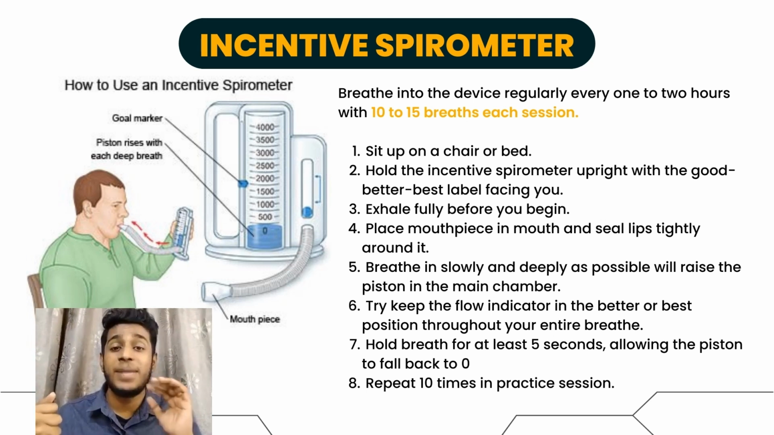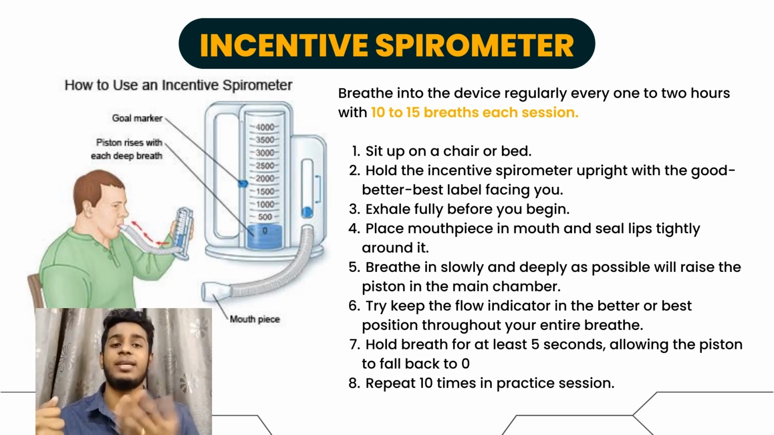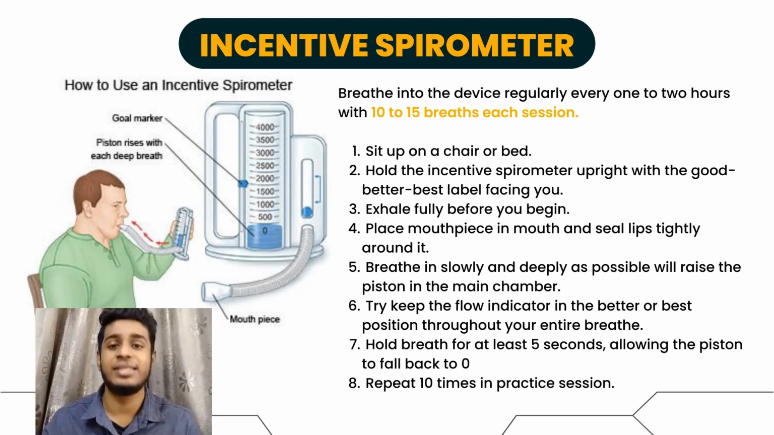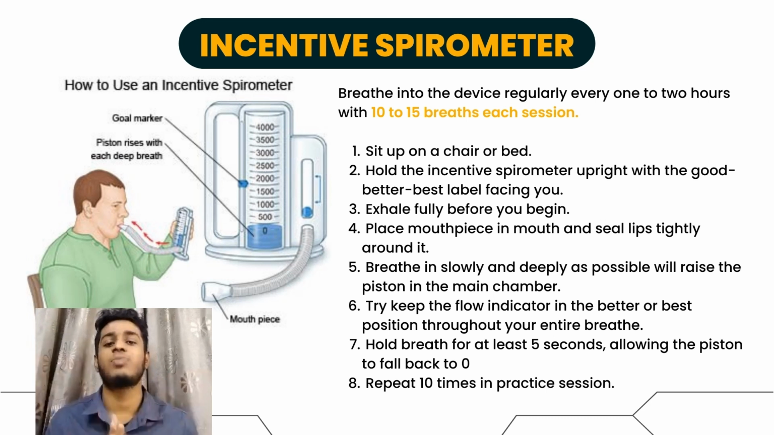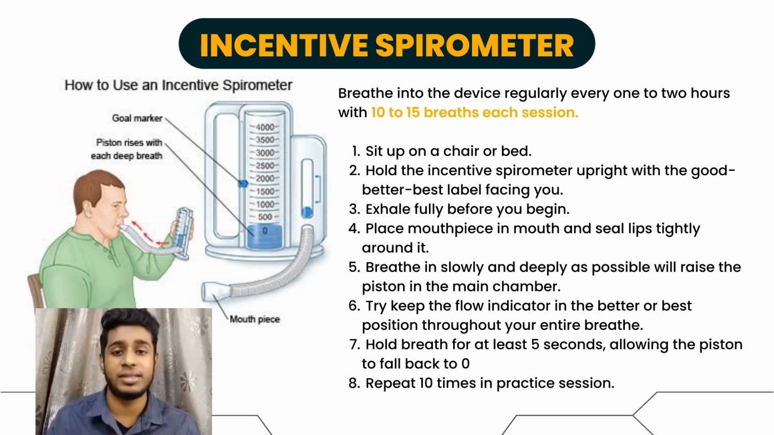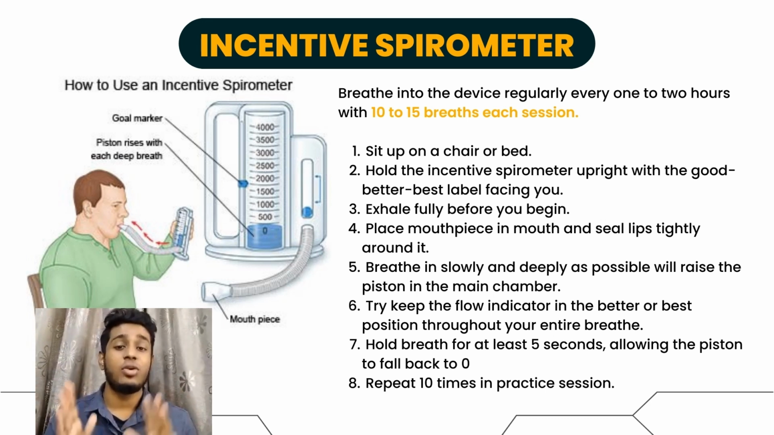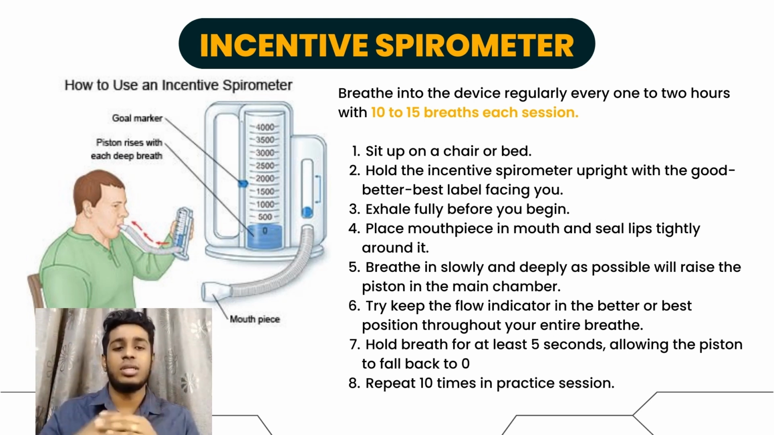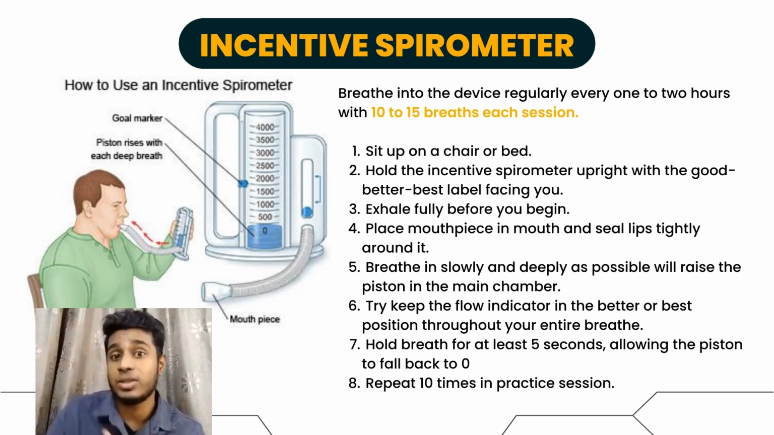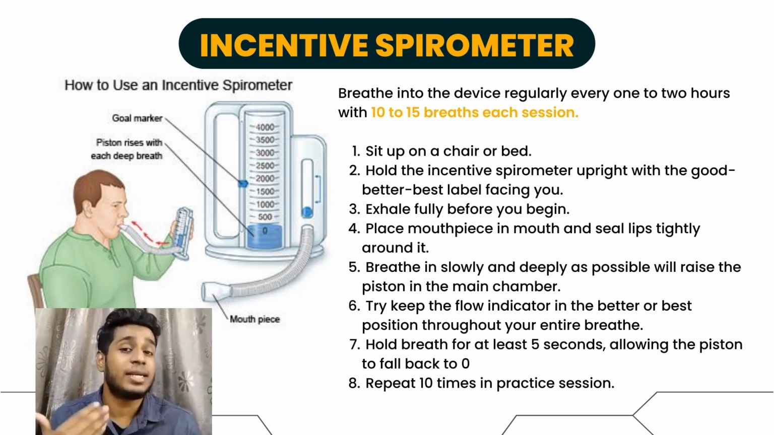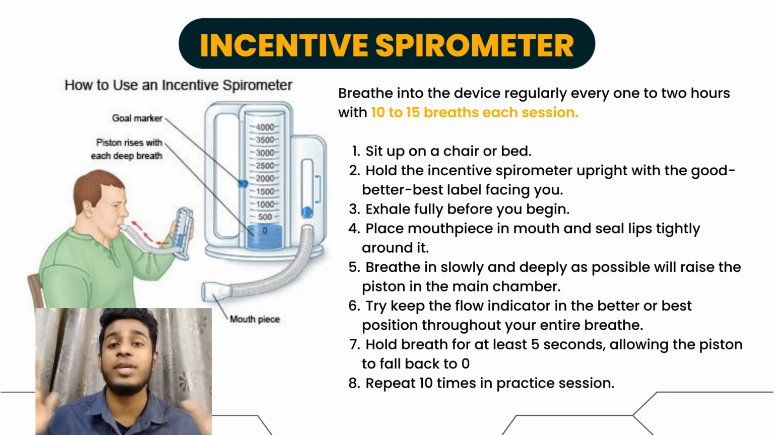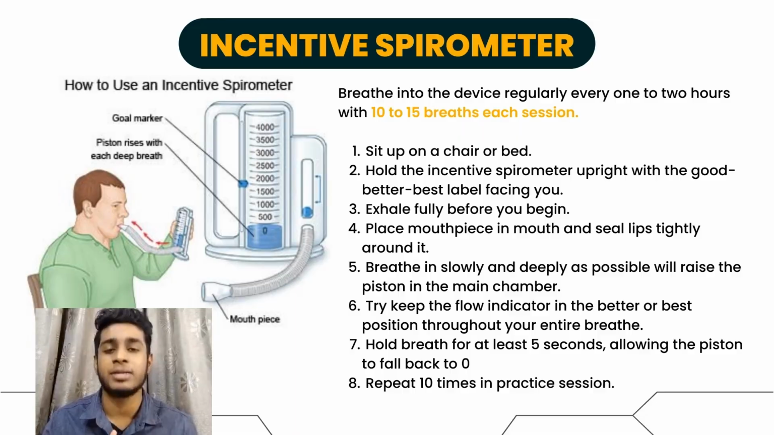Then we should breathe in slowly and deeply as possible. We'll raise the piston in the main chamber. We should try to keep the flow indicator in the better or best position for the entire breath. Then you have to hold your breath for at least 5 seconds, allowing the piston to fall back to zero. Then we should repeat this 10 times in the practice sessions. This is how we use the incentive spirometer.